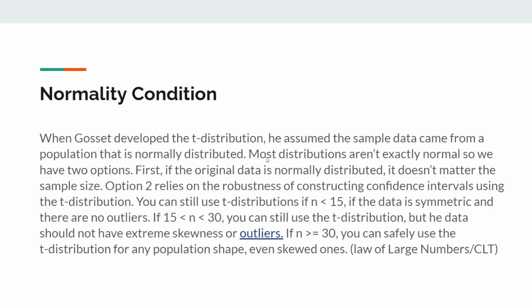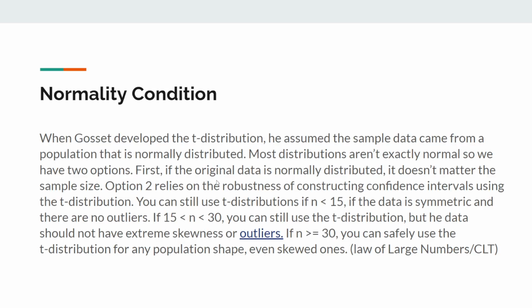So when Gossett developed the t-distribution, he assumed the sample came from a population that's normally distributed, because I don't think he knew about the central limit theorem yet. You can search him up. His name is William Gossett. But most distributions aren't exactly normal, so we have two options. If the original data is normally distributed, it doesn't matter the sample size, but make sure that your sample is less than 5% of the data.